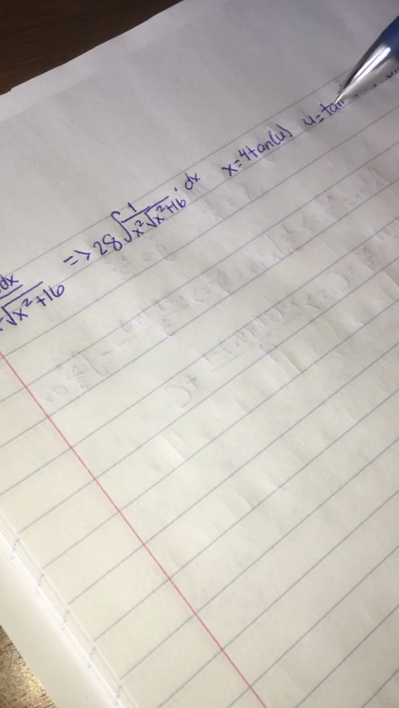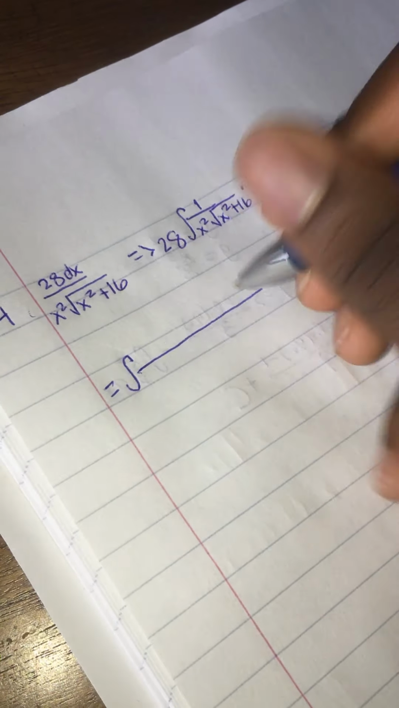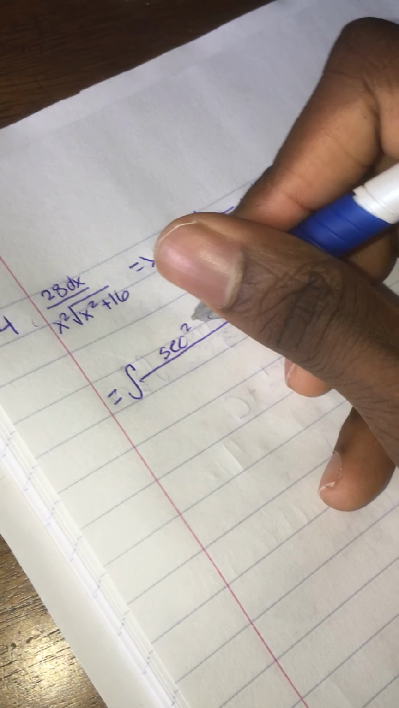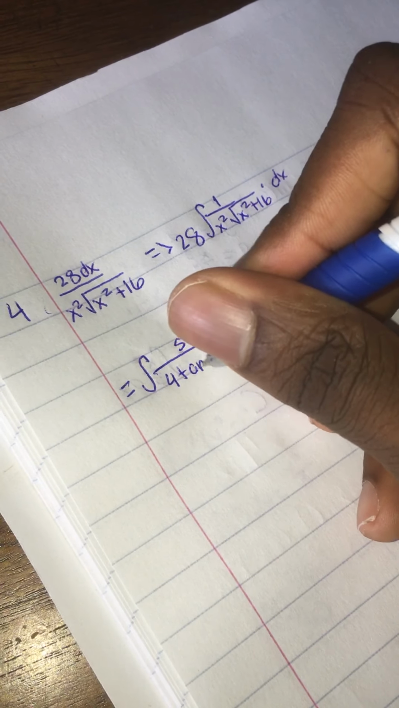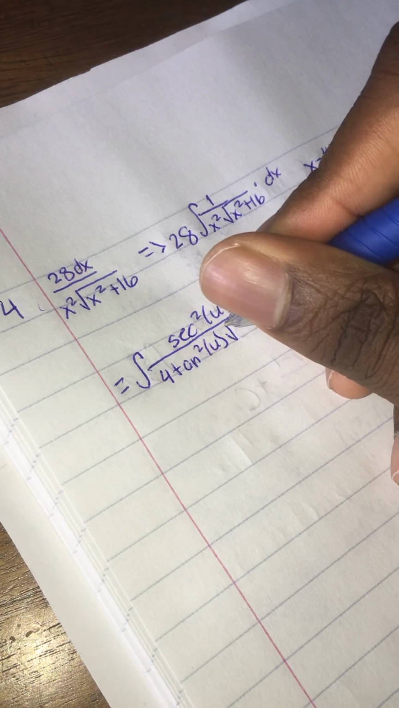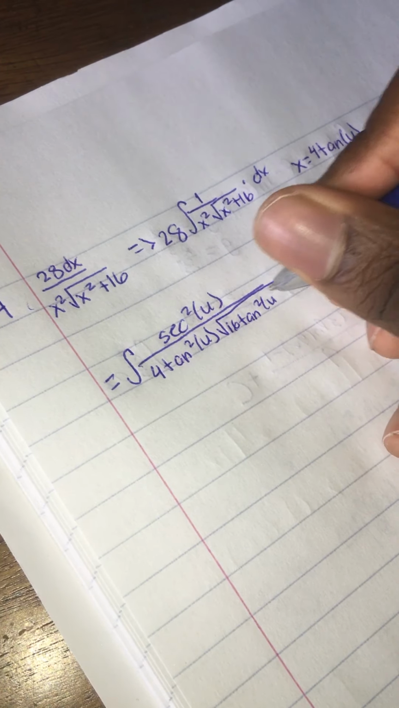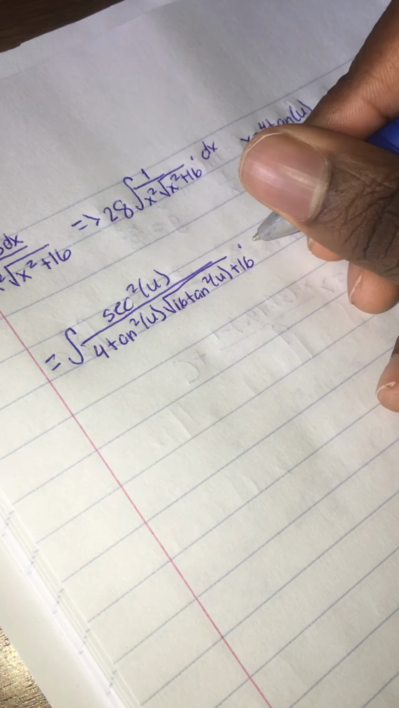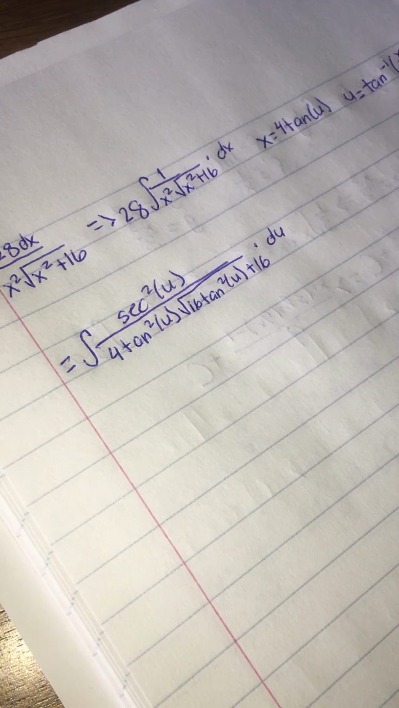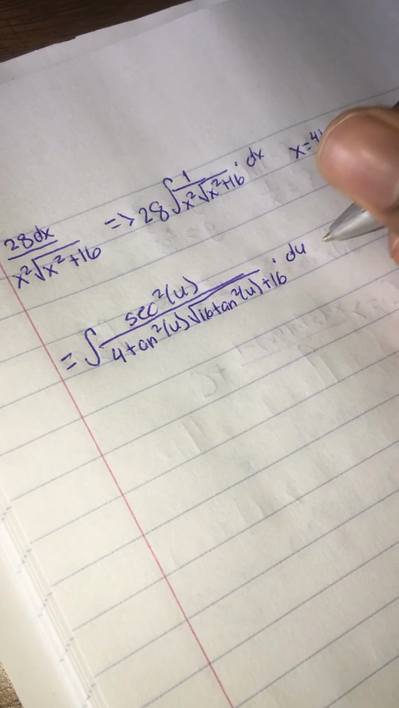Once we substitute it back into the equation, it's going to look like this. The integral of secant squared u, and on the bottom 4 tangent squared of u times the square root of 16 tan squared u plus 16, all that times du. Once we do that, we can basically simplify it.